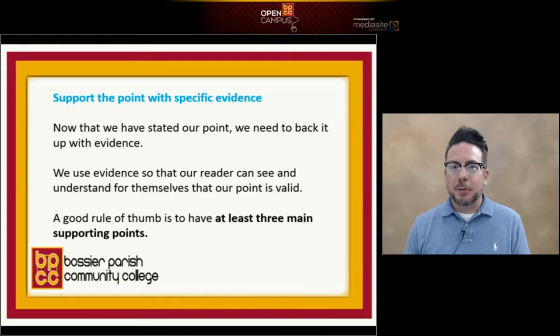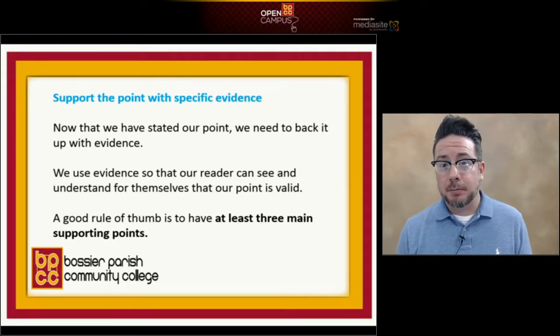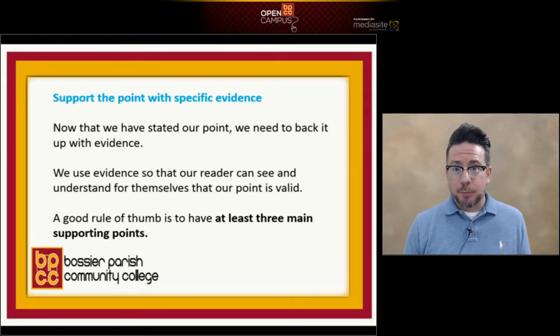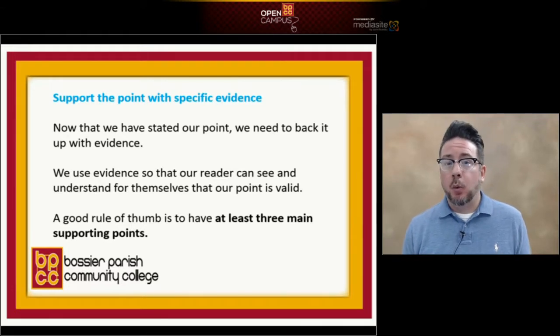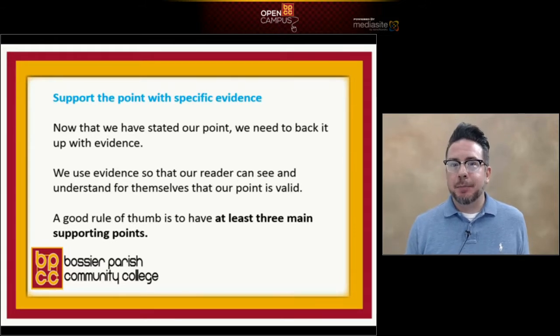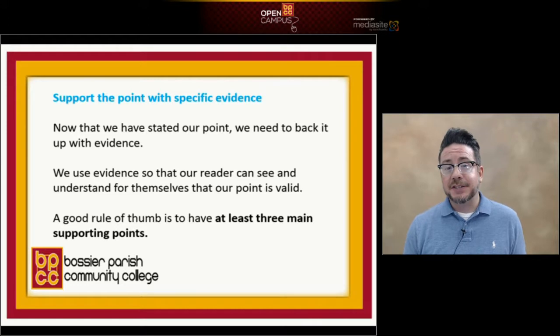Okay, so we are still working within step 2 of the writing process. In step 1, we generated ideas using pre-writing and decided what our point is going to be. Now we're in step 2 and we just turn that point into a topic sentence, and now we need to back up that point with some specific evidence. Now we use evidence so that our reader can see and understand for themselves that our point is valid.